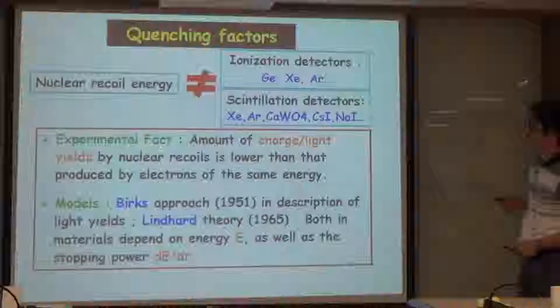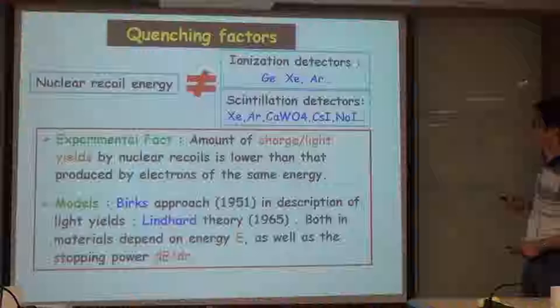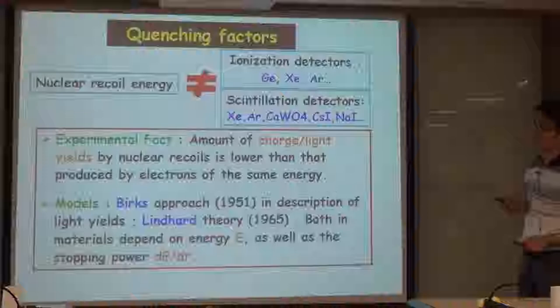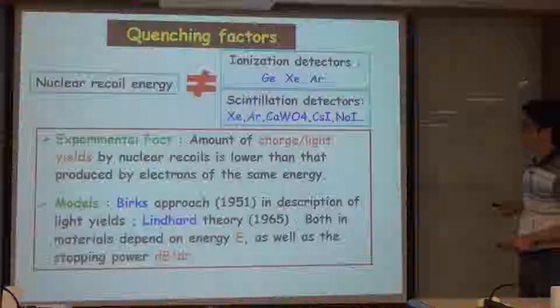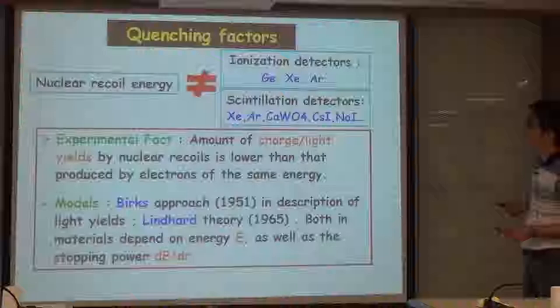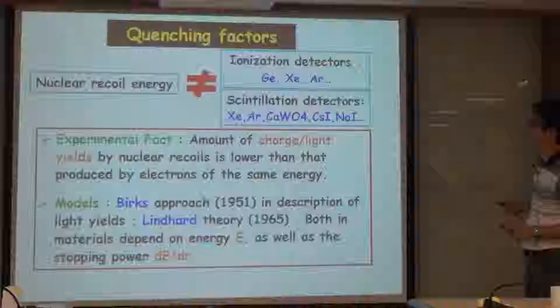concern this amount of charge or light yield by nuclear recoil, which is lower than that produced by an electron of the same energy. So in these models, actually, well, we should go back to our textbook for the calculation of the ratio between this nuclear recoil and the light or charge yields.